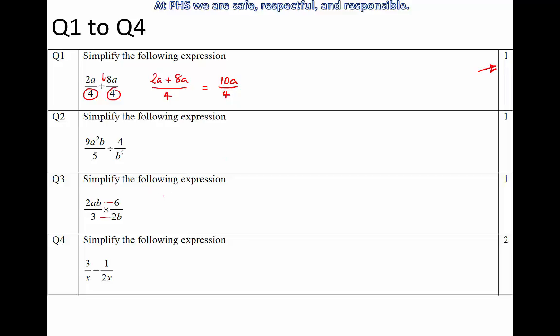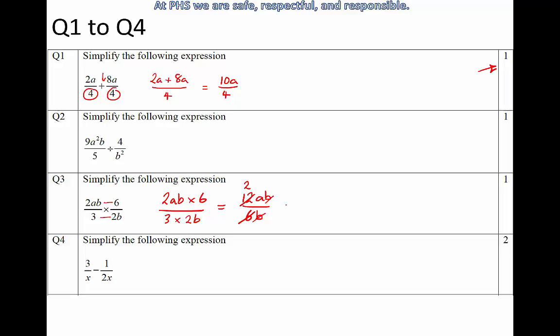So 2ab times 6 on top, and on the bottom we've got 3 times 2b. Let's take a look at that top one. 2 times 6 is going to give me 12ab, and 3 times 2b is going to give me 6b. Like I said, we might have to do some simplifying, and we will here. The 6 goes into the 12 twice, so that's going to cancel and we're going to be left with 2. And b over b is going to cancel.